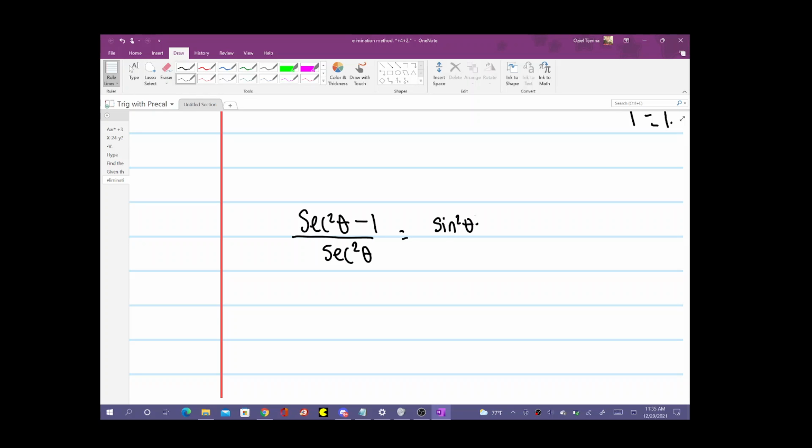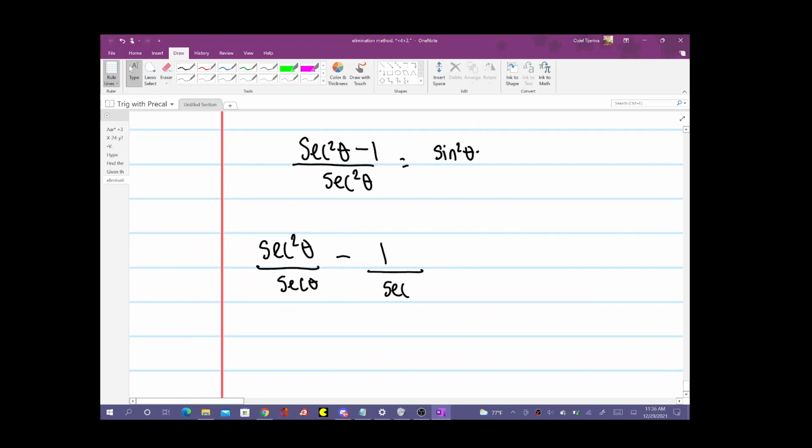So, basically, we can split this into two different fractions. We can say secant squared theta over secant squared theta minus 1 over secant squared theta equals sine squared theta. You have to know how to split it into two different fractions.